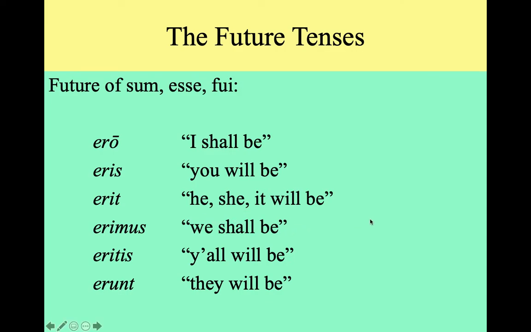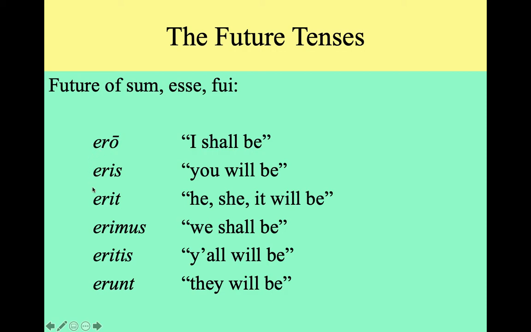There is an irregular verb, sum, esse, fui, whose future tense looks a little bit different, and you'll need to write that down as well. Rather than sum, es, est, sumus, estis, sunt, which is the present tense, or eram, eras, erat, eramus, eratis, erant, which is the imperfect tense, here's the future.